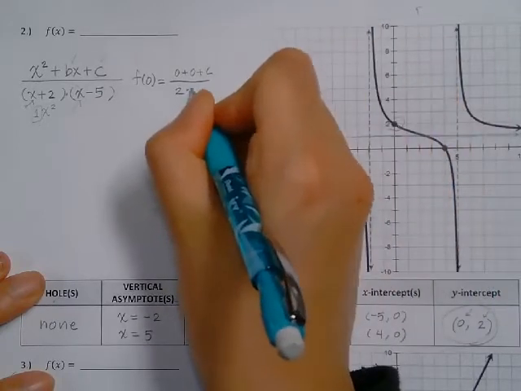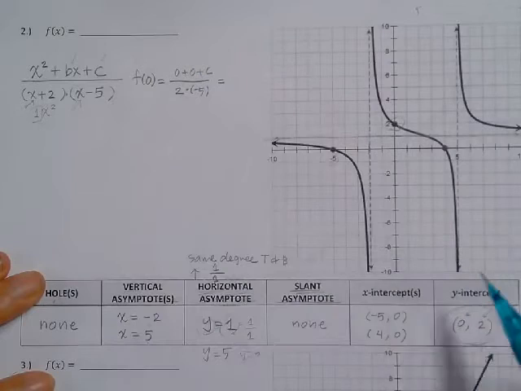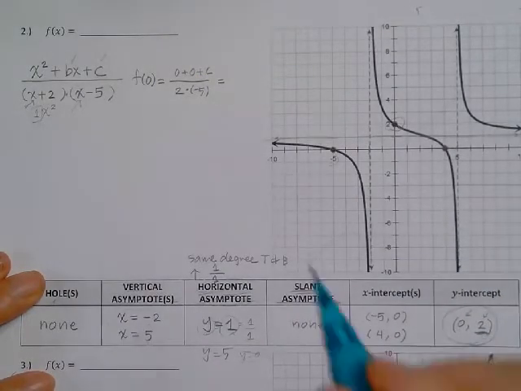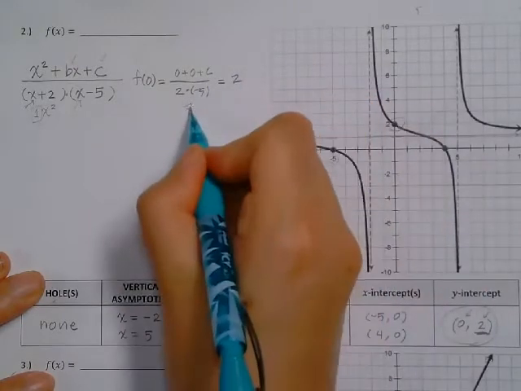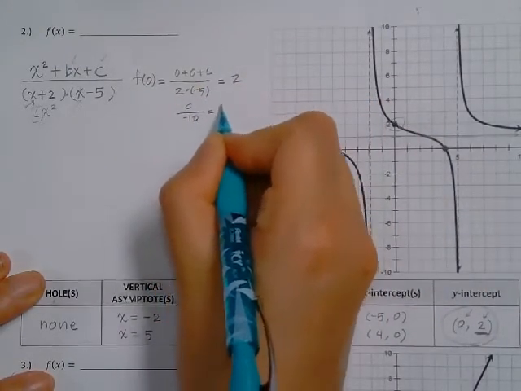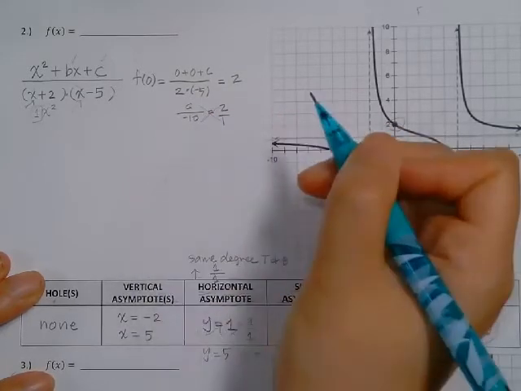So it's going to be 2 times negative 5 on the bottom. And then it was supposed to make 2 as output. So it's 2. So then c over 2 times negative 5, negative 10 is 2. Then it was over 1, so that I can apply the cross multiply.